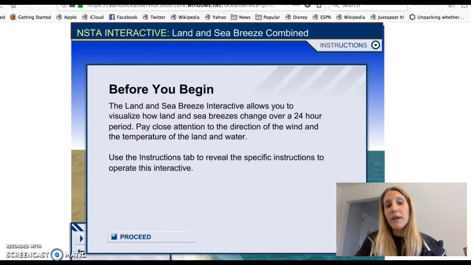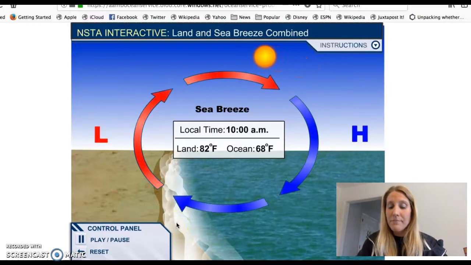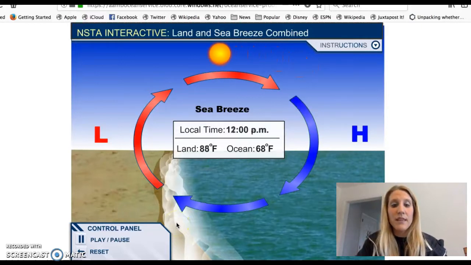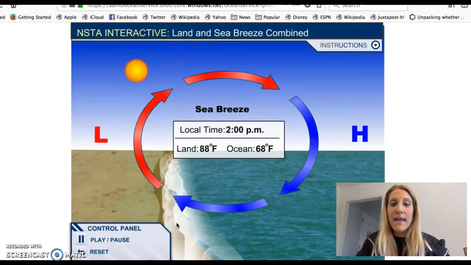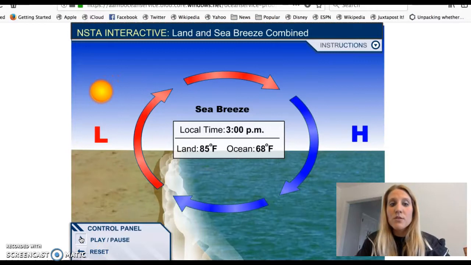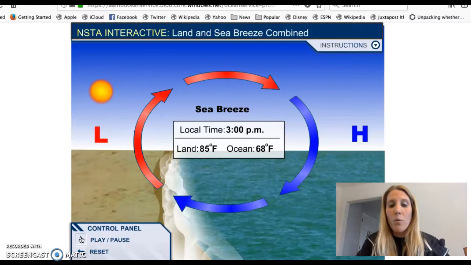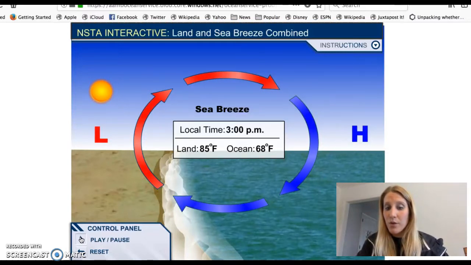Now let's take a look at these land and sea breezes in real time. So let's take a look at this interactive. What you'll see on this interactive is the time as well as the temperature of the land and the ocean. You'll notice right now it's a sea breeze. The land is warmer than the ocean. All right, the sun is out, so the warm air is coming off of the land. All right, when it gets over the water, it will start to cool down because it's cooler over the ocean.